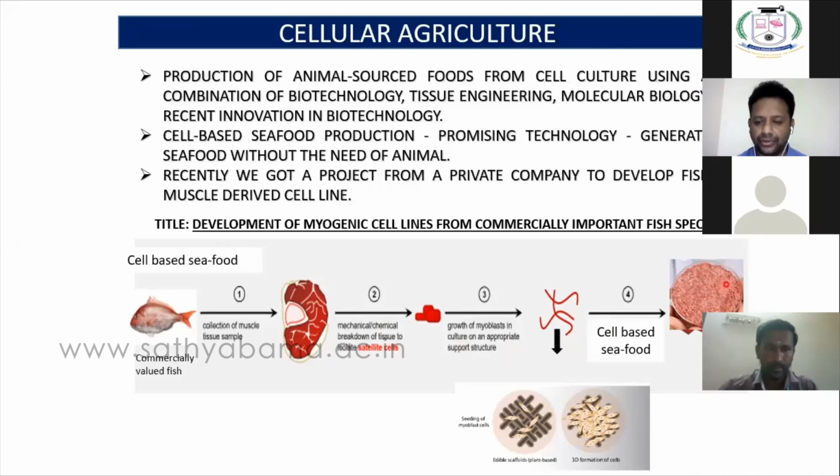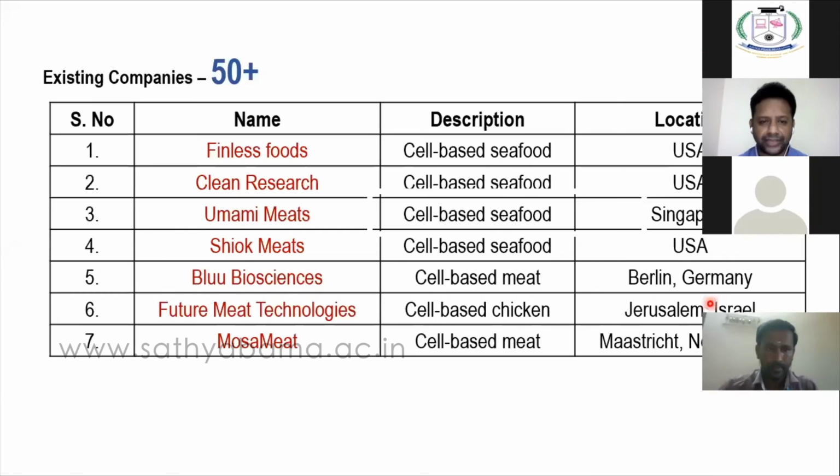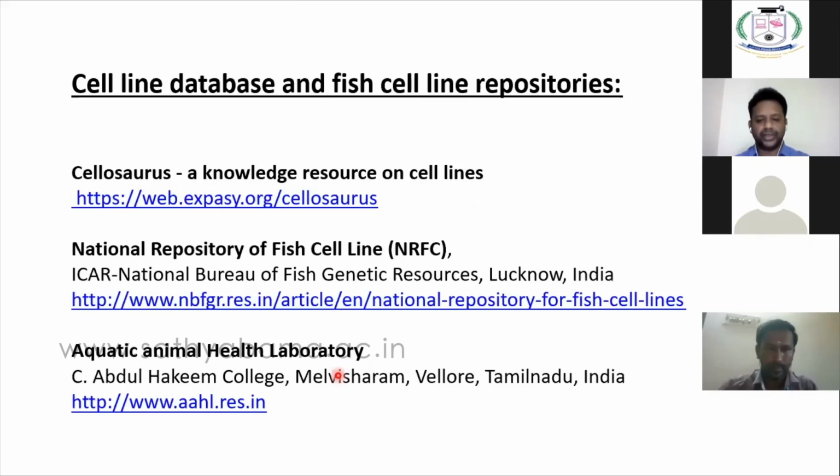You don't have to worry about the growing population. Definitely this field is highly promising, and I would say more than 50 companies have already started working in this area. Around 10 companies are working on developing cultivated seafood, and many are on chicken, meat, pork and so on. I think one Delhi-based company is working on chicken as well. So this is one of the promising areas, using fish cell lines. These are some of the applications of fish cell lines.